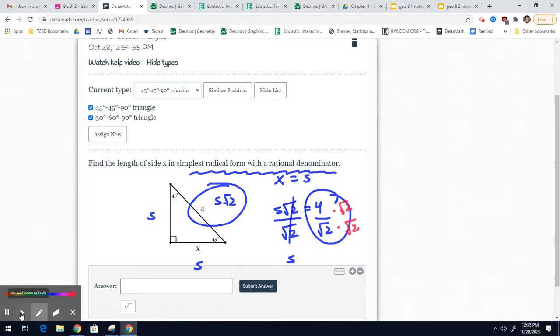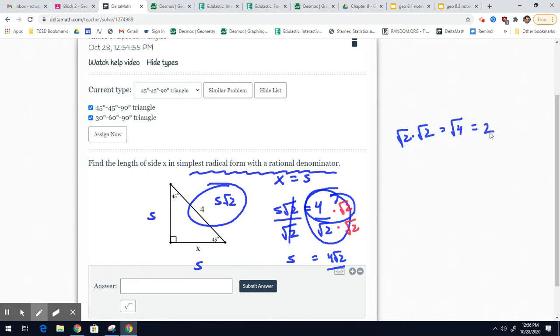So what does this do for us? Well, s is now on the top. You just write these next to each other. 4 square root of 2. On the bottom, what is the square root of 2 times the square root of 2? Well, the square root of 2 times the square root of 2 is the square root of 4. Remember, you can multiply. But what's the square root of 4? The square root of 4 is just 2.